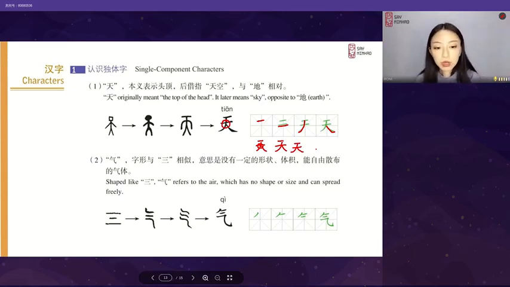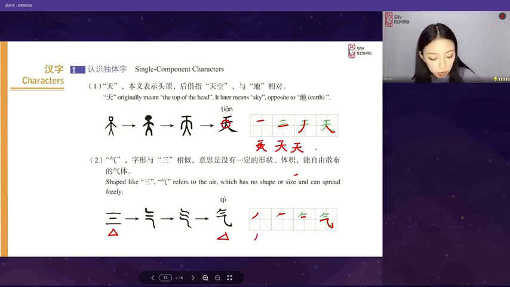Now let's see another word, which is qi. In ancient times, originally it looked like san, three, and now it looks like this. It means air. We cannot see it and we cannot feel it, but it exists, okay, qi. Now let's try to write it with me. First, we write a left-turning stroke, and then a short horizontal, and then an even shorter one, and then this thing, okay?